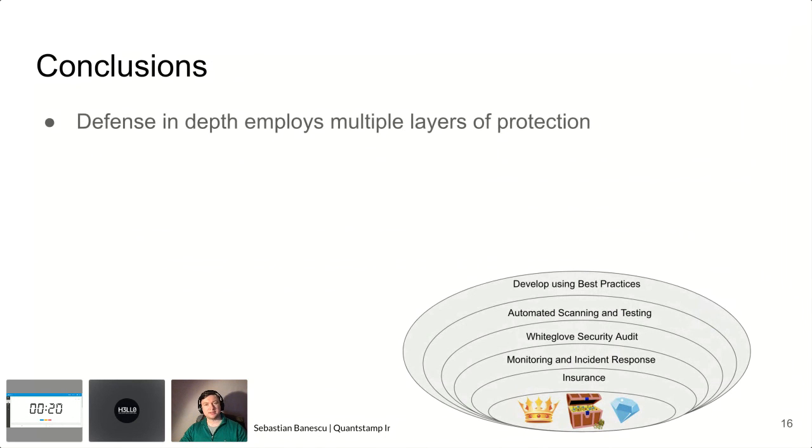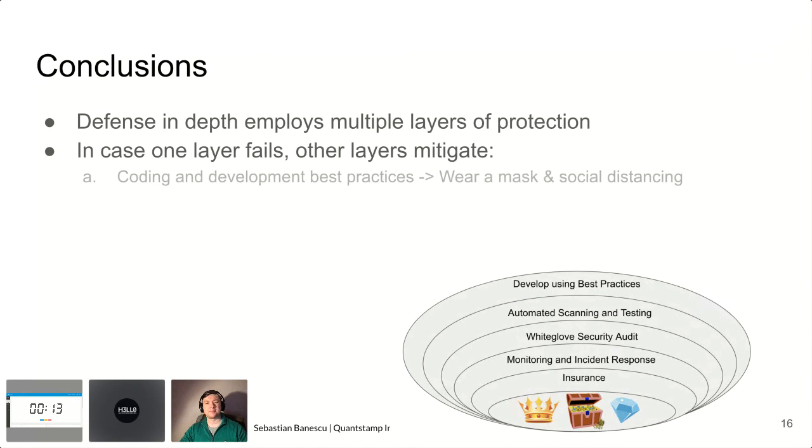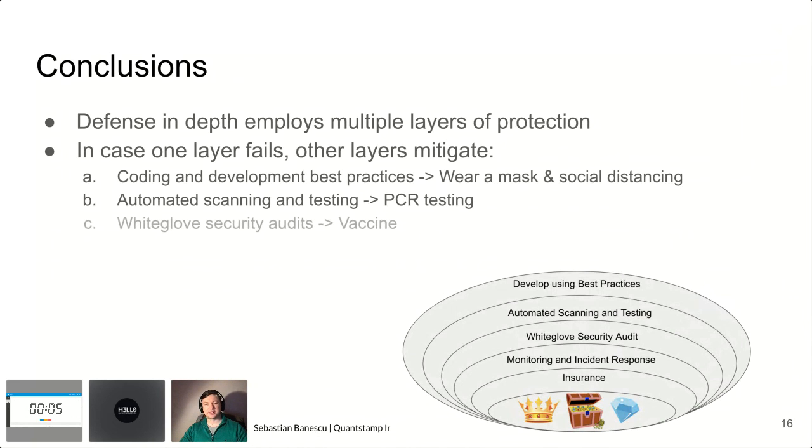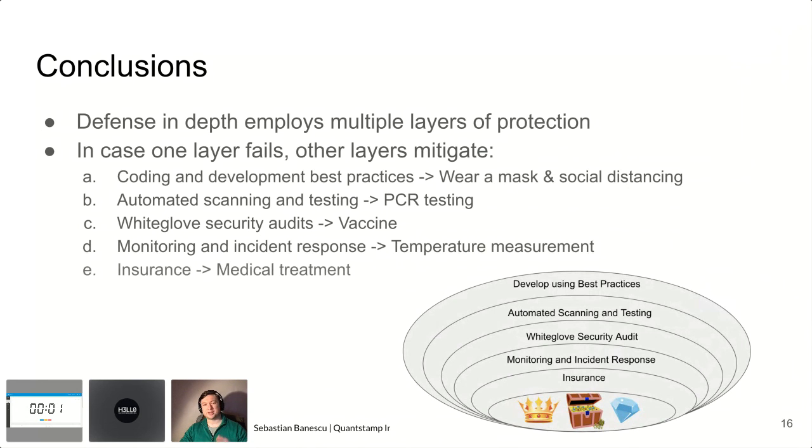As a conclusion, defense in depth basically is multiple layers of protection. And just to draw a parallel, coding is like wearing a mask and social distancing. Automated scanning is like PCR testing. White glove audits are like vaccines. Monitoring is like temperature measurement, and insurance is like medical treatment, right?